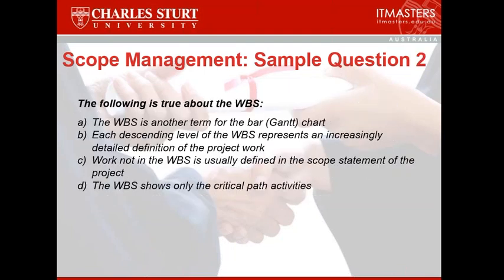The second question: the following is true about a work breakdown structure. A, the work breakdown structure is another term for the bar chart or Gantt chart. B, each descending level of the work breakdown structure represents an increasingly detailed definition of the project work. C, work not in the work breakdown structure is usually defined in the scope statement of the project. And finally D, the work breakdown structure shows only the critical path activities. So we're getting B as the answer to that one.